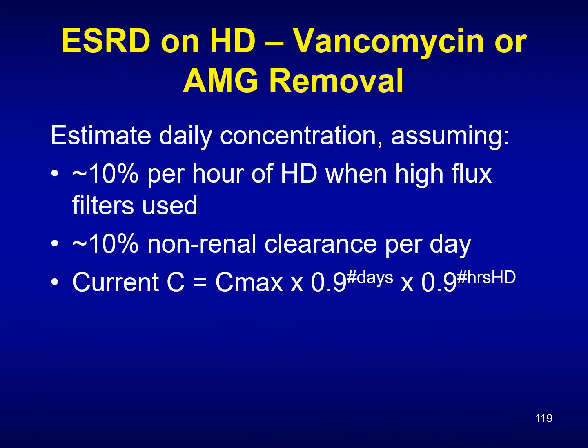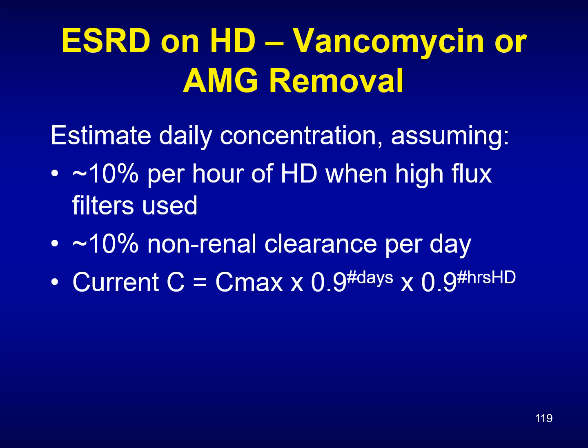So how much is removed by dialysis? For both vancomycin or aminoglycoside, we can do daily estimation. Typically, we assume about 10% per hour of hemodialysis when high flux filters are used, and typically high flux filters are used these days, as well as 10% non-renal clearance per day.